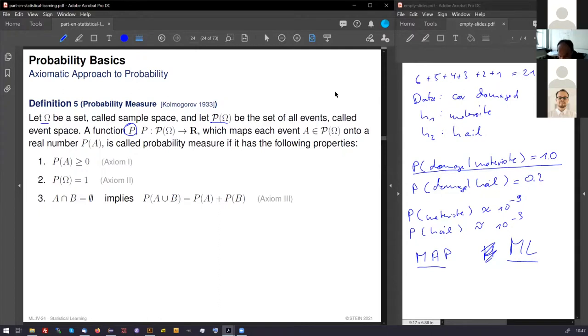For each element of the event space, it should deliver a number which is larger than or equal to zero. For the argument of the sample space, it should deliver a one. And if two events do not share an element, we say that the probability of event A unified with event B is a simple addition. On these three axioms, all computation of probabilities is built. And you have to admit, this looks very easy. It was not.